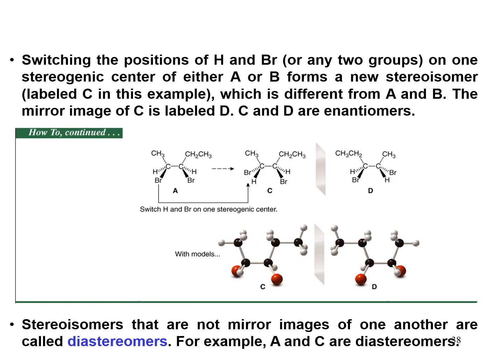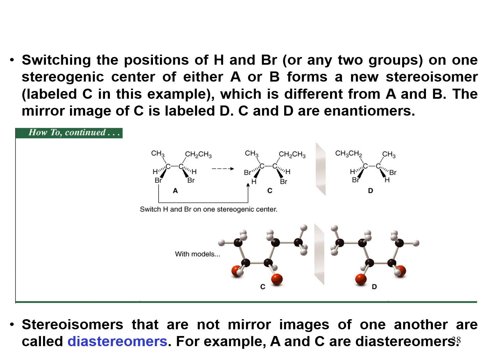Switching the position of hydrogen and bromine, or any two groups on one stereogenic center of either A or B, forms a new stereoisomer, which is labeled C in this example, which is different from A and B. The mirror image of C is labeled D, and C and D are said to be what? Enantiomers, because the two compounds are non-superimposable mirror images.